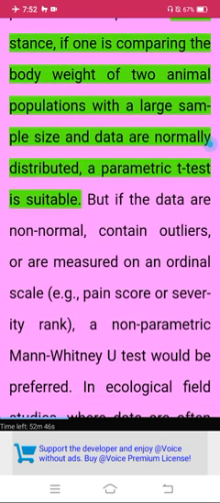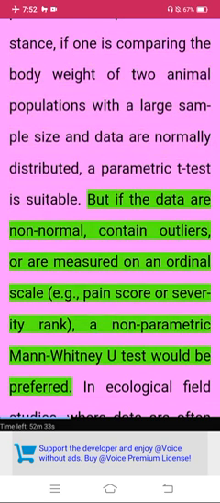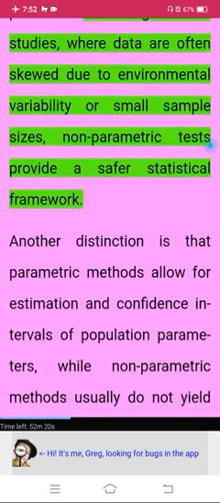For instance, if one is comparing the body weight of two animal populations with a large sample size and data are normally distributed, a parametric t-test is suitable. But if the data are non-normal, contain outliers, or are measured on an ordinal scale, e.g., pain score severity rank, a non-parametric Mann-Whitney U test would be preferred. In ecological field studies, where data are often skewed due to environmental variability or small sample sizes, non-parametric tests provide a safer statistical framework.